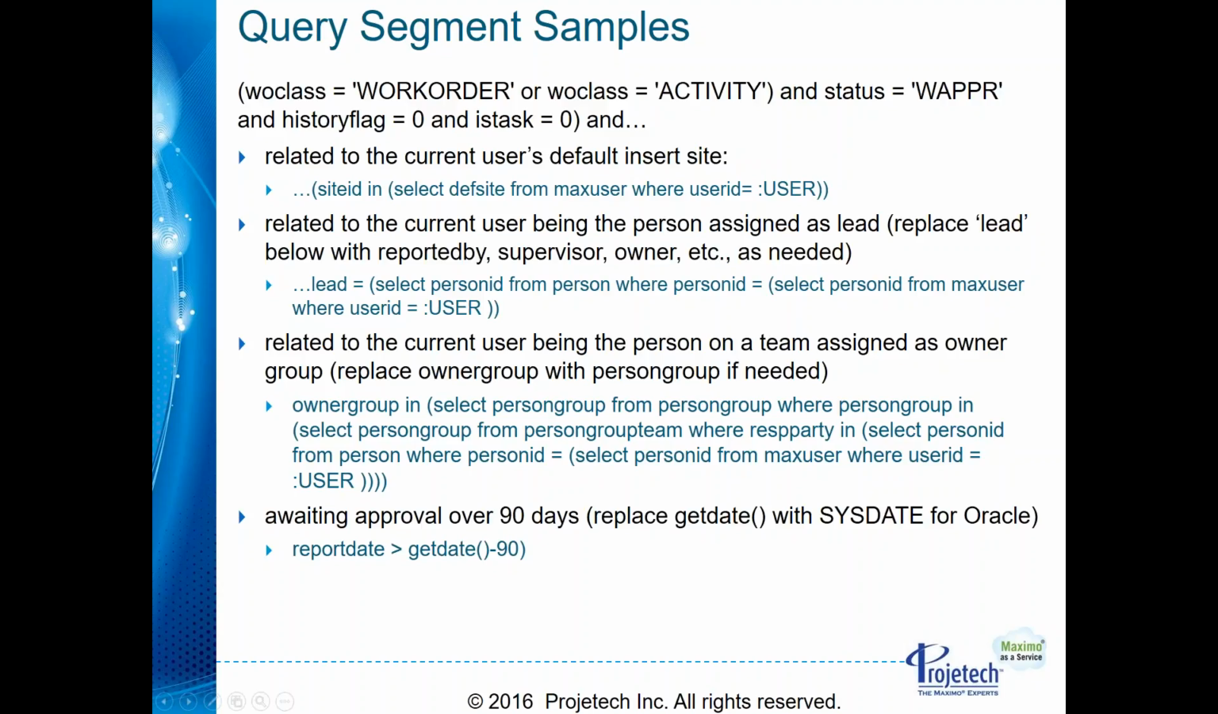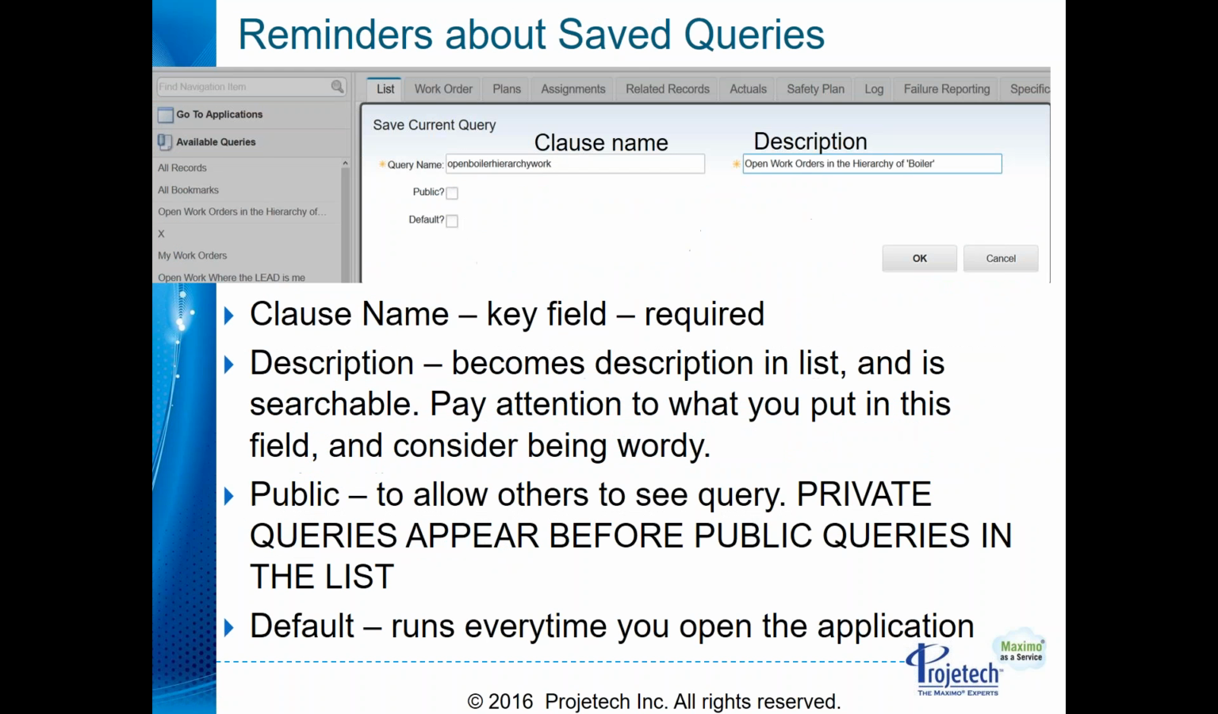All right, let's see what else we have here. Yes, so some reminders around saved queries. Just keep in mind, the clause name is a key field. It's just something required for Maximo to put in the database. You don't see it on the list, but when you go to view your saved queries, you will see the clause name. Not that it's not important, I just don't spend a lot of time on it.